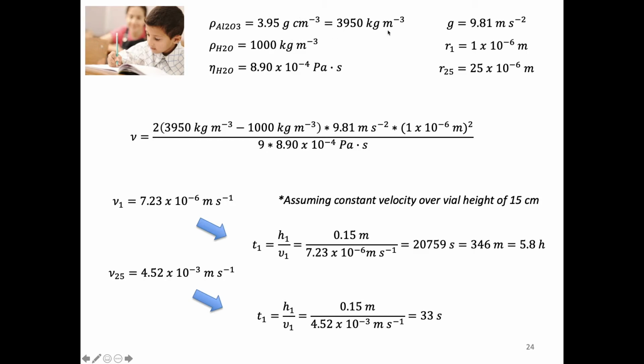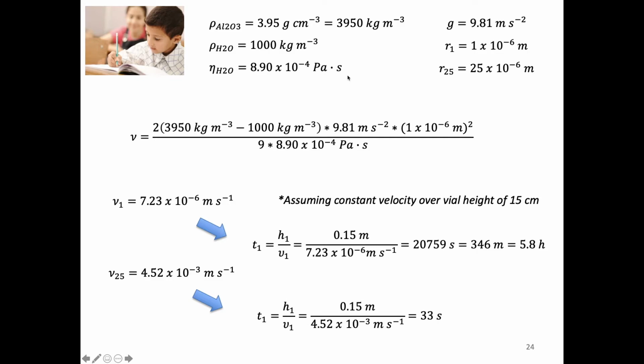I've also got it in kilograms per meter cubed. Same thing for water, so 1,000 kilograms per meter cubed. Again, all of this is at room temperature, or as close as you can find. The viscosity, same thing, you'll want it at room temperature. It can vary. So this is the viscosity of water at room temperature.